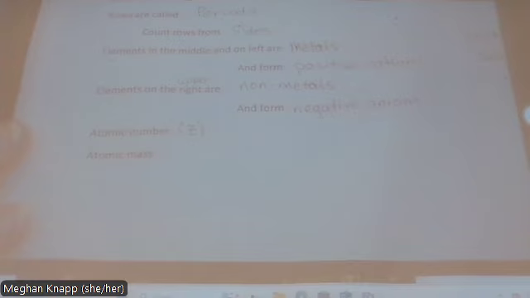Our atomic number, that sometimes is represented by the letter Z. What does that tell us about the atom? Protons. And because the protons live in the nucleus and because they are positively charged, this is also sometimes called the nuclear charge.